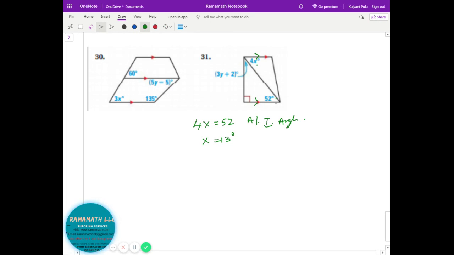Now let's switch to questions. Arjun, you do the 30, and then Amar will do the 31. Okay. So since these are parallel lines, the 60 and 3x are equal. So you're going to set up 3x equals 60 degrees. From that, you're going to get the x value. And also, since these two angles are equal and these are supplementary, that means 5y minus 5 plus 135 equals 180 degrees. And then you can solve for x and y.